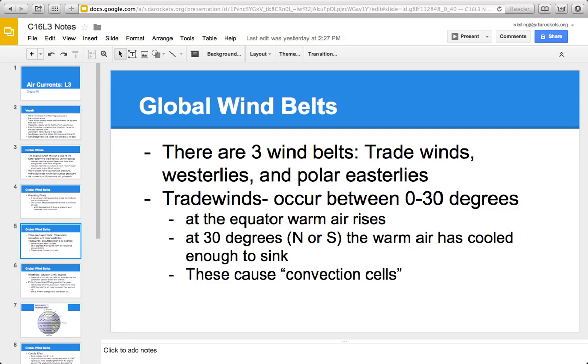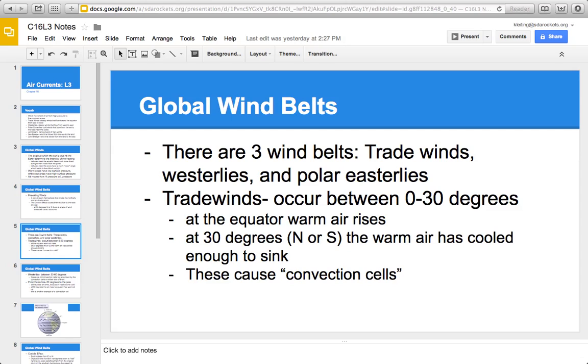These cause convection cells. So what happens, and we'll see this later in the picture, is that as the warm air rises, cool air moves underneath of that warm air. And when we say warm air rises, that's not entirely true. Part of it is that the cool air is always pushing from underneath. So the cool air is moving in, and the warm air is being pushed up.